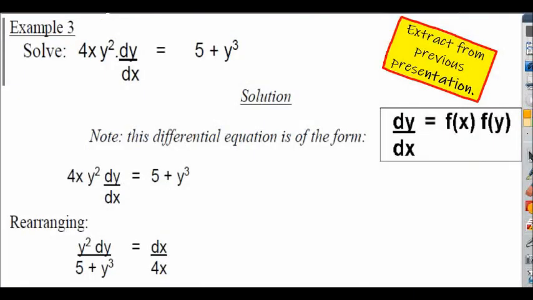Again, an extract from a previous presentation. This was example 3. We worked through it in detail in the previous presentation. I'm just going to highlight salient parts of the solution here.